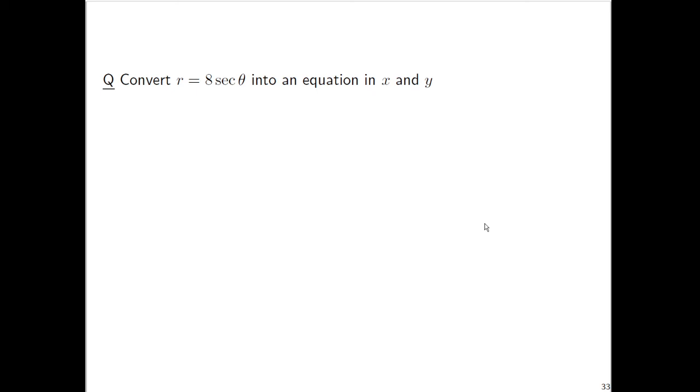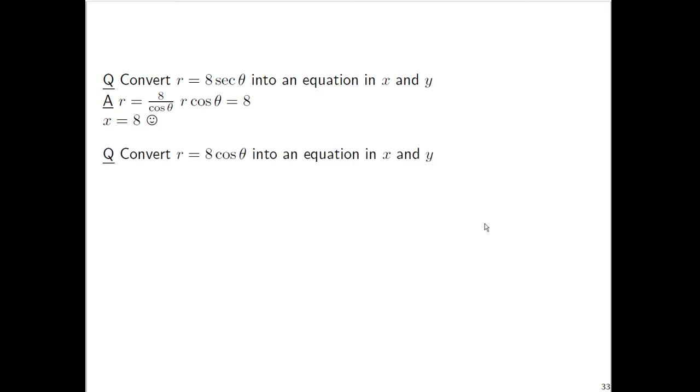Now let's look at the equation introduced a moment earlier: r is equal to 8 times secant of theta. Can we convert this into an equation in x and y? We sure can. First of all, let's rewrite secant of theta as 1 over cosine of theta. We leave the r on the left side alone, leave the 8 on the right side alone. Multiply both sides by cosine of theta, and you have r times cosine of theta is equal to 8. And so you have x is equal to 8. So you just really get a vertical line, x equals 8.